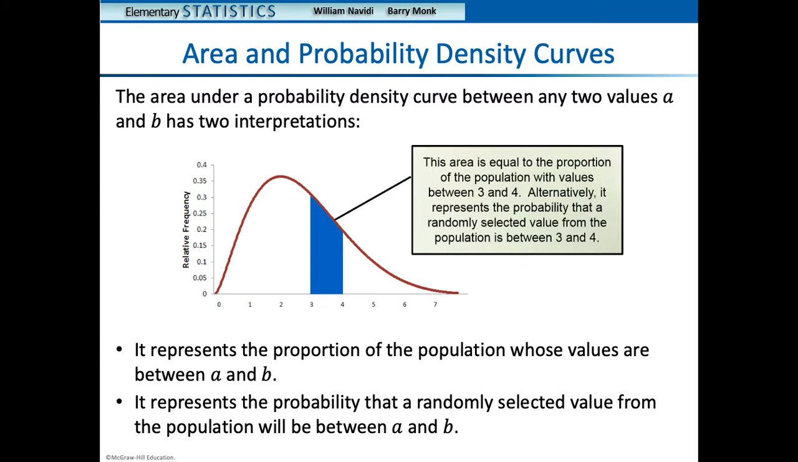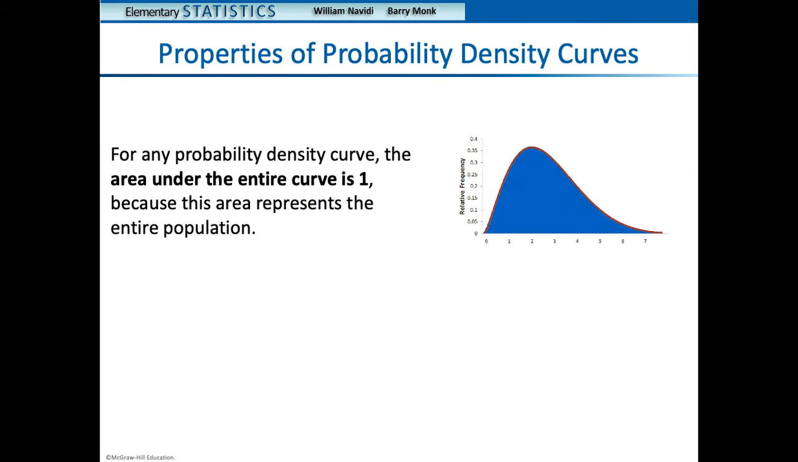Either way, what this indicates is that density curves are quite useful because if we can find these specific areas under the curve, we can use that area to solve certain applications relating to populations, right? Specifically finding either a proportion or a probability within an interval.